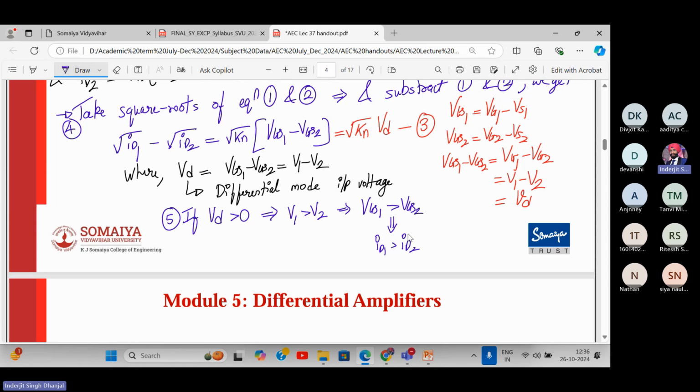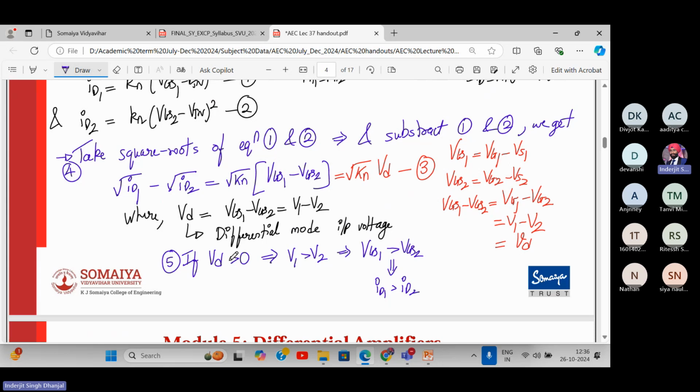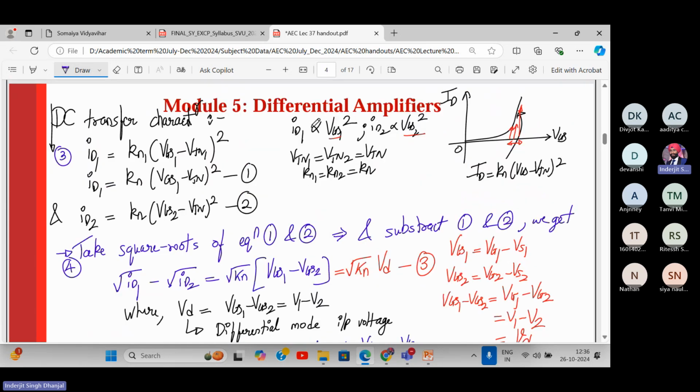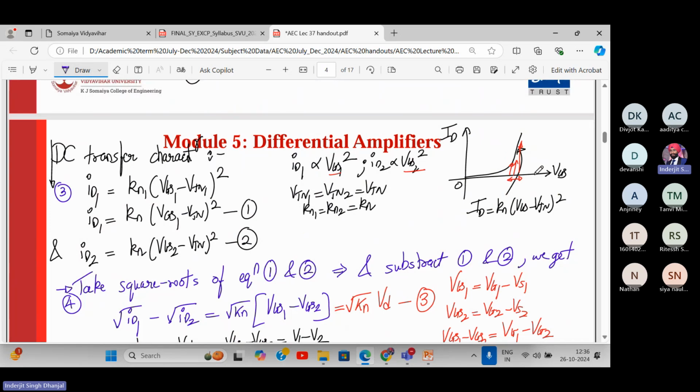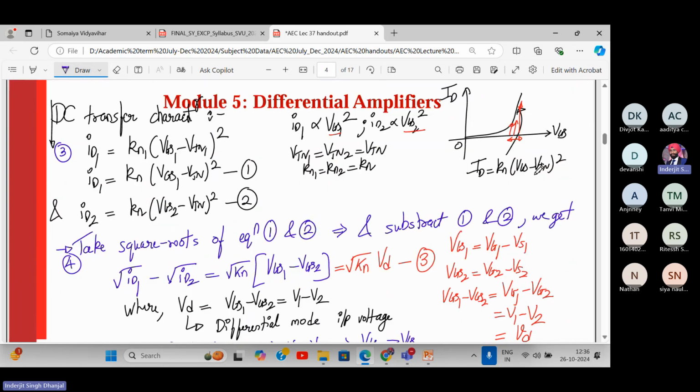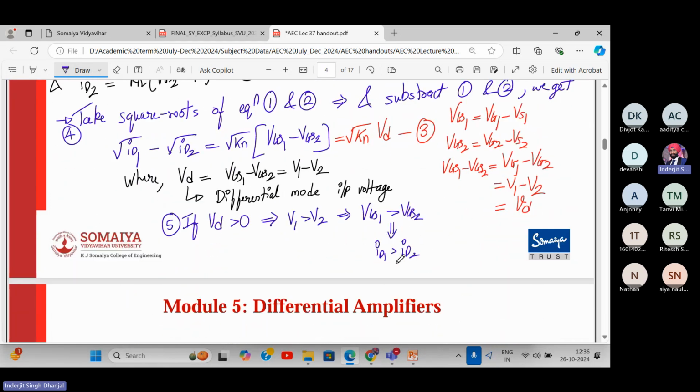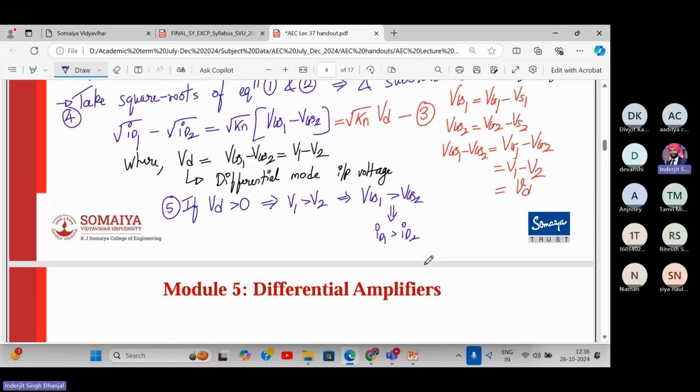Agree? Yes or no? If differential voltage is non-zero, that means V1 has to be greater than V2. That means VGS1 has to be greater than VGS2. That means ID1 has to be greater than ID2 because ID and VGS have a square relation, right? So if VGS changes, the ID will change drastically. And we have seen that over here. For a small change in VGS, there is a large change in ID. So over here, the current flowing through M1 transistor is more than the current flowing through M2 transistor in this case.